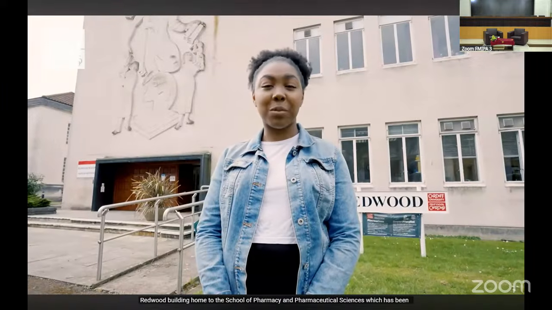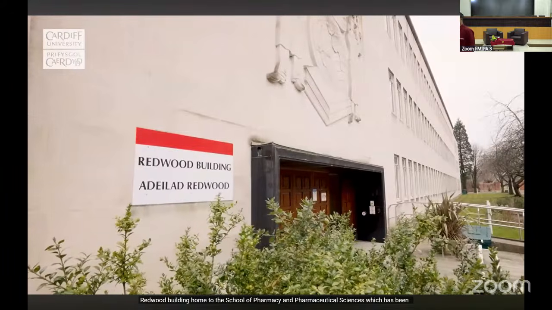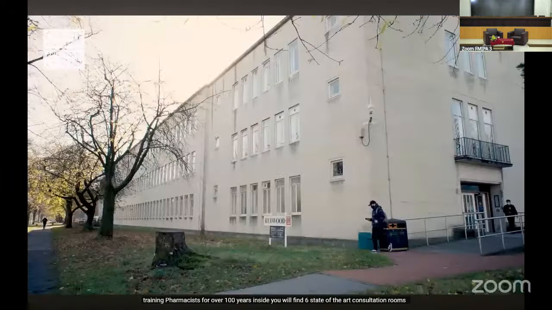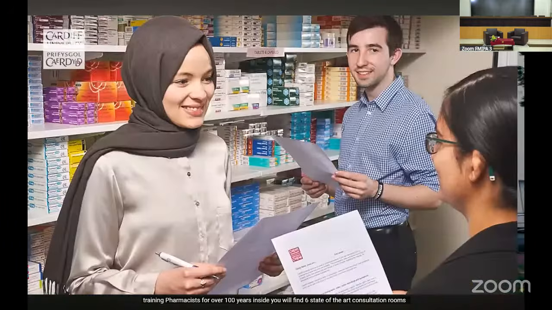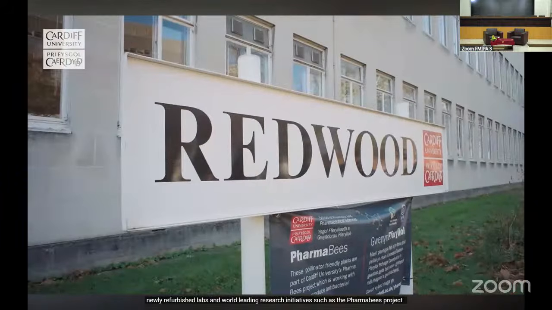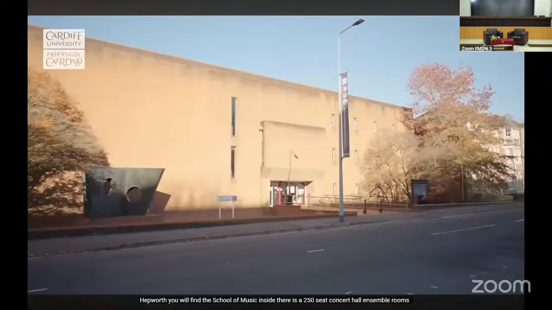Further along the road, we have the Redwood Building, home to the School of Pharmacy and Pharmaceutical Sciences, which has been training pharmacists for over 100 years. Inside, you will find 6 state-of-the-art consultation rooms, newly refurbished labs, and world-leading research initiatives such as the Pharma Bees project.